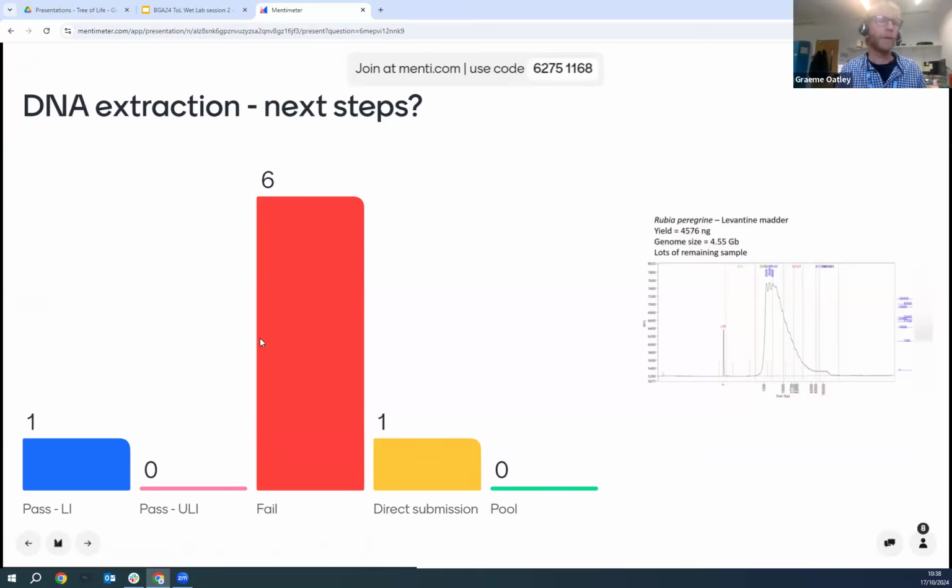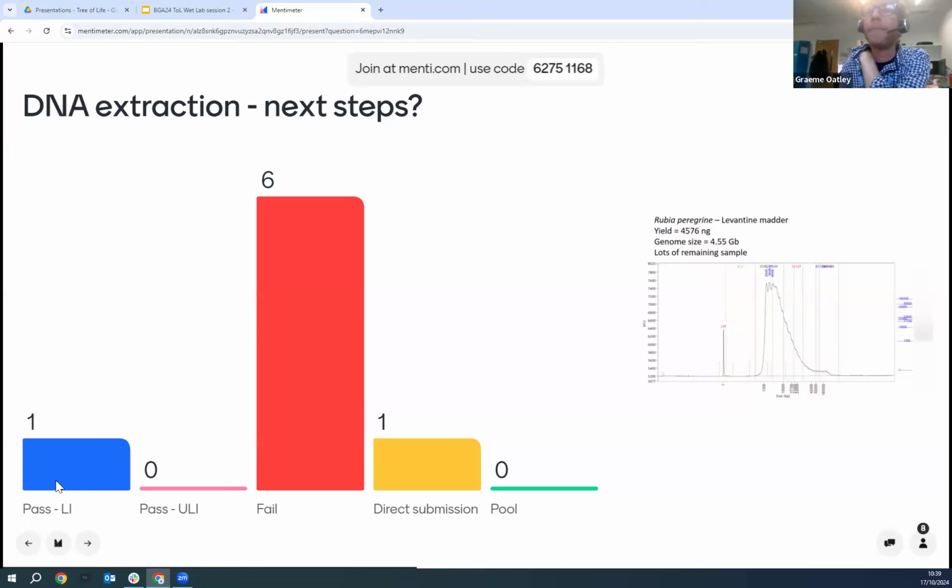Here we go. So we've got one for pass, six for fail, and one for direct submission. Again, for the direct submission, I think potentially also not necessarily feasible because of this high molecular weight DNA towards the right of here. I think you would spry off a lot of the small stuff here, but we'd still be left with this high molecular weight DNA to the right. So potentially not something that we would advise.